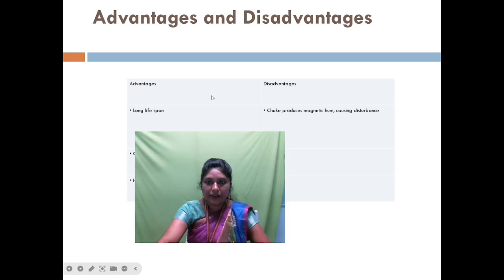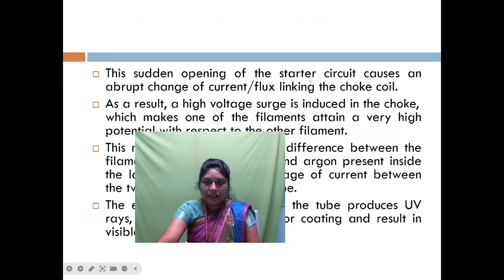Now you can see the advantages and disadvantages. We have a long lifespan, and the cost is very low. It has a high luminous efficiency and full brightness. The disadvantage is the voltage imbalance that occurs on the choke. It produces a magnetic hum, and it causes disturbance. This is the disadvantage here. And here, the sudden opening of the starter causes an abrupt change in the current or flux linking in the coil.